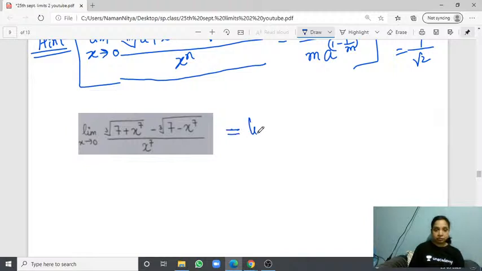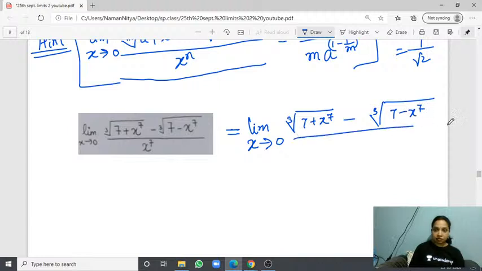So what is this question? Limit x tends to 0. Here I am having cube root of (7 plus x) power 7 minus again cube root of (7 minus x) power 7, and divided by x power 7 only. So obviously in this case, what is my m? M is 3 and what is a? A is 7.